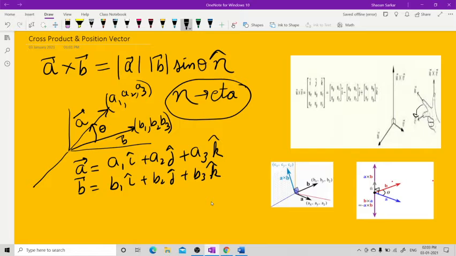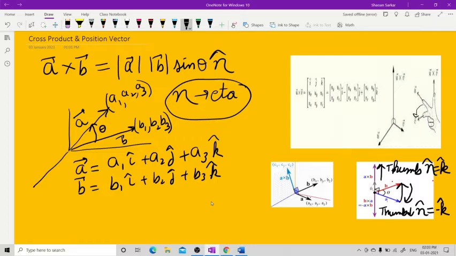Now see in this figure. Now suppose I revolve A to B in this manner. Then my thumb will be in this direction. At that time, eta vector will be equal to k vector. Now, if I move it in this direction, that is, I move from B to A, then my thumb will be in this direction, and eta will, in this case, be minus k.